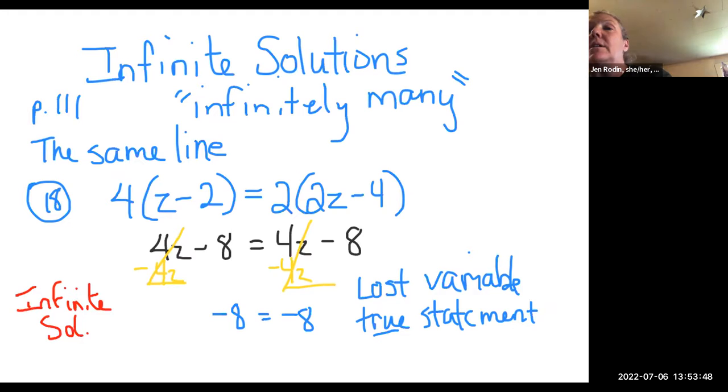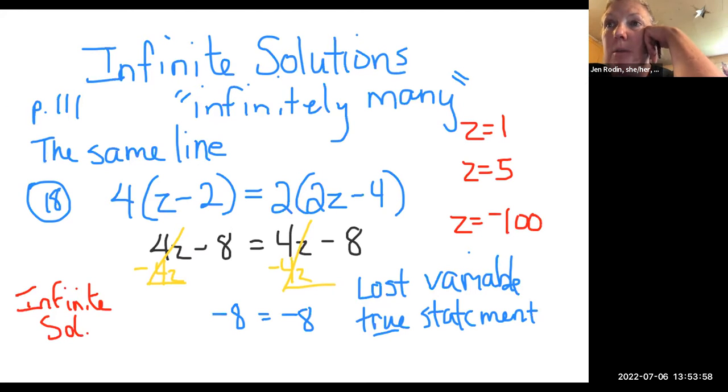Meaning, like, I could say z equals 1, z equals 5, z equals -100. Try those in there and see, they'll all work. Any number you pick will work if you substitute it in for both of the z's. So like if I had picked z equals 1, it's going to give us a negative.